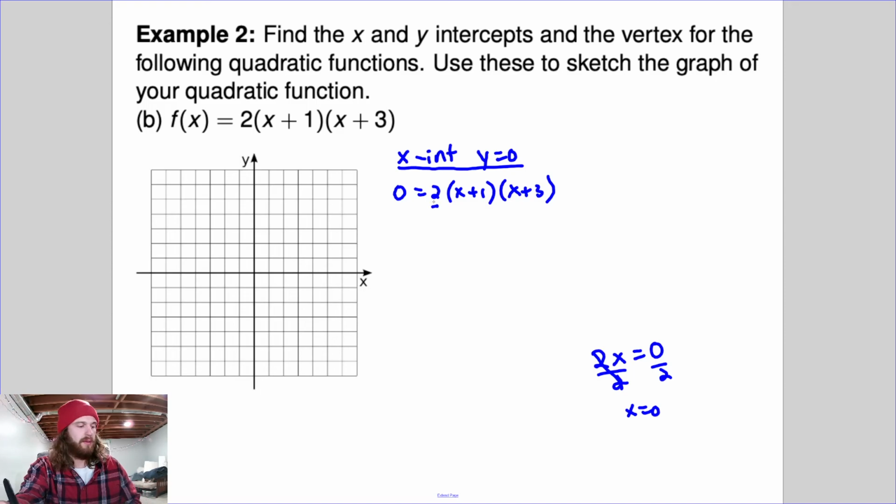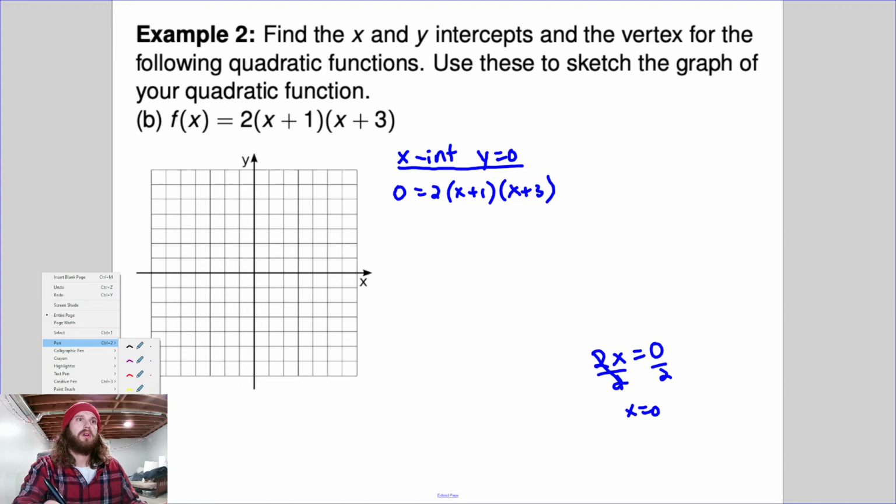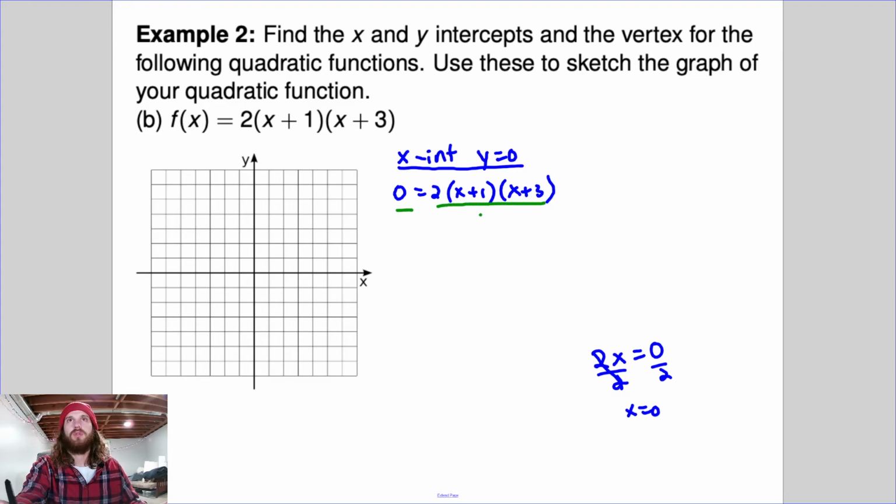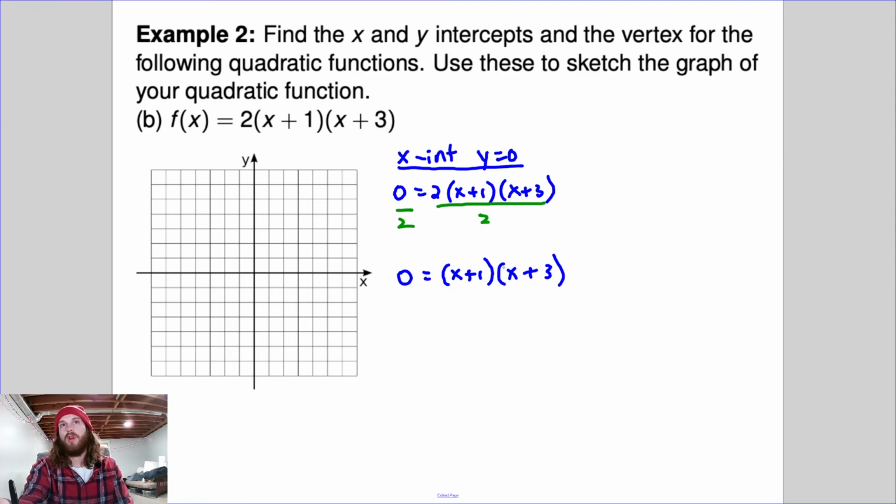I can divide, I'm going to change ink colors if you don't mind. I can divide both sides by 2. What we do to one side, we do to the other. All right, and then we end up with 0 divided by 2 is 0, and then x plus 1 times x plus 3 is the equation we have to solve. And we can use that zero product property, or the a times b equals 0 thing, to figure out what our two numbers are that make this true.